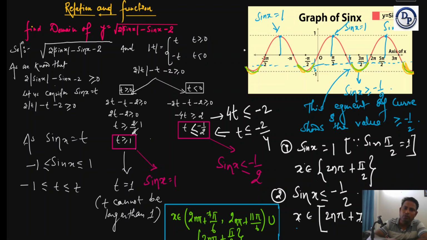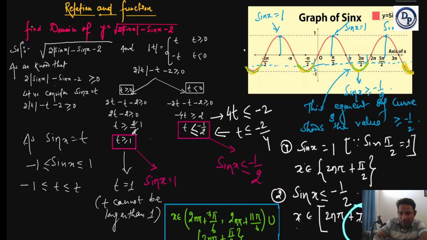I know that 1 by 2 corresponds to 30 degrees, and 30 degrees means pi by 6. So when I add pi plus pi by 6, I reach this position in this one period of 2 pi. Again, when I subtract, 2 pi minus pi by 6, I'll reach this position. You can see this position, this position. So when I add pi plus pi by 6 to reach this position, I'll get 7 pi by 6, which I have written here.